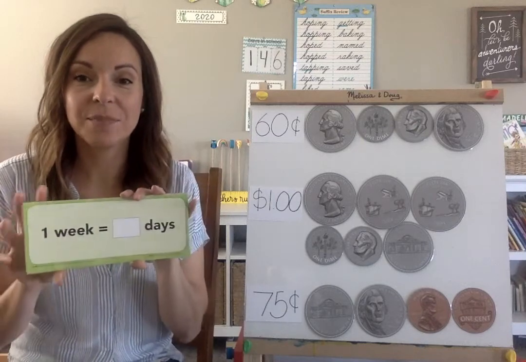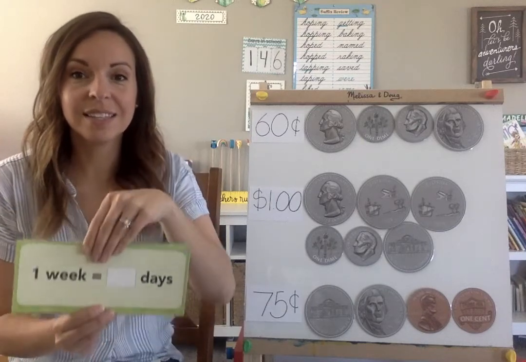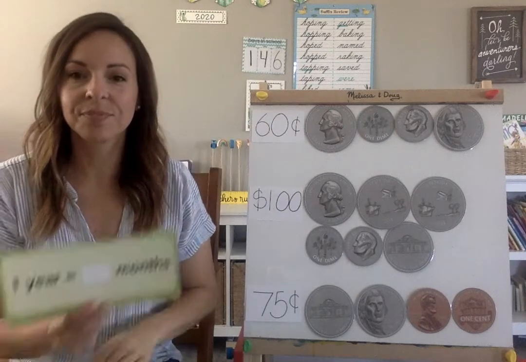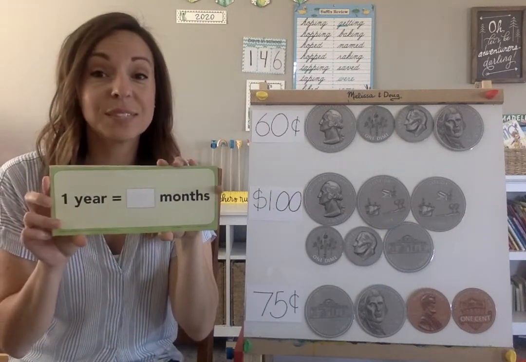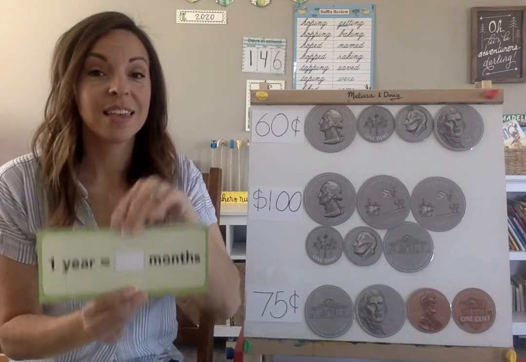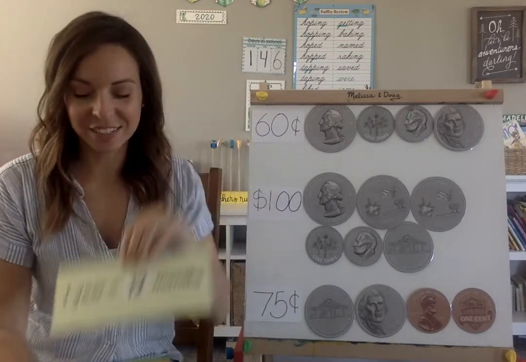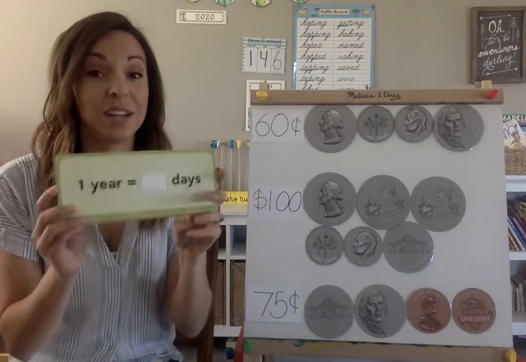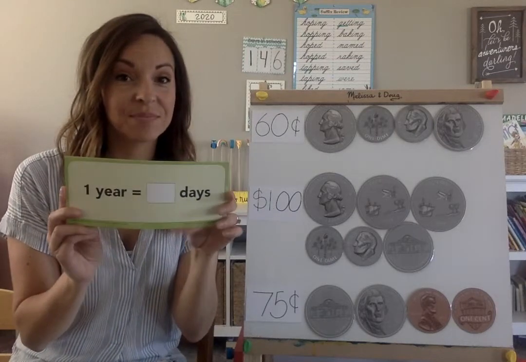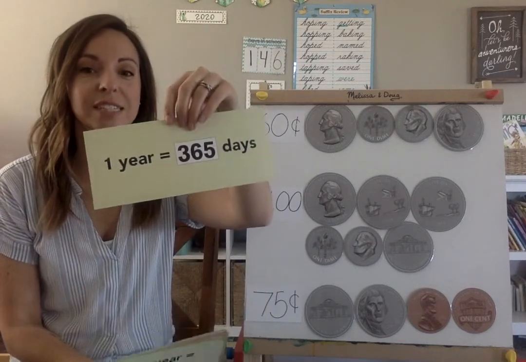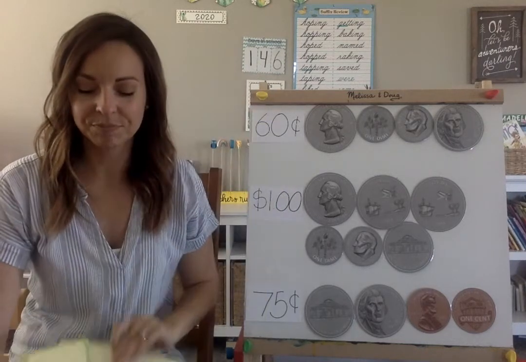All right, ready? 1 week equals how many days? That's right. If you said 7, you are correct. 1 year equals how many months? If you said 12, you are correct. 1 year equals how many days? If you said 365, you were correct.